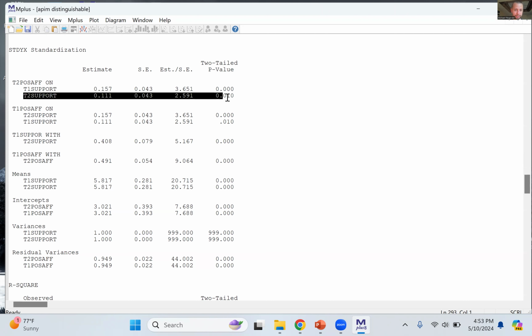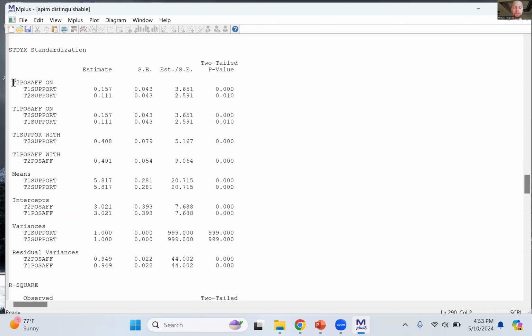Likewise, for the actor effect, we have twin 2's support, a 1 standard deviation unit increase in that has a 0.11 standard deviation increase in their own levels of positive affect. And so what you can see here is that the actor and partner effects are actually relatively similar in magnitude, and we can actually go back and empirically test whether or not they're identical or not. Then we're getting into dyadic patterns, and I can show that in another video.